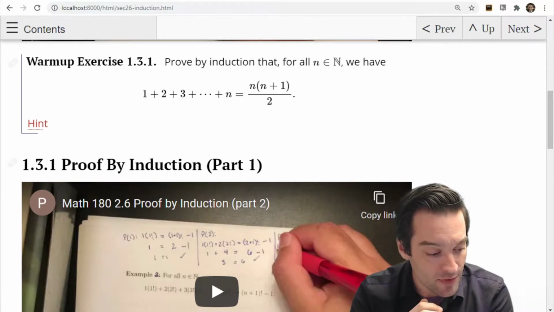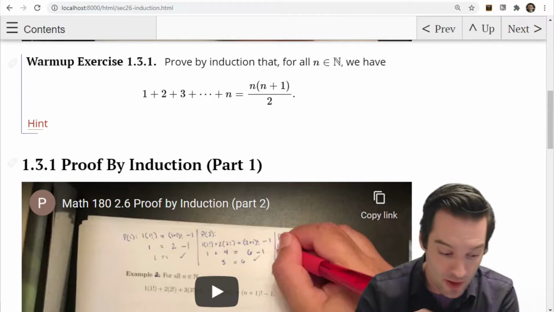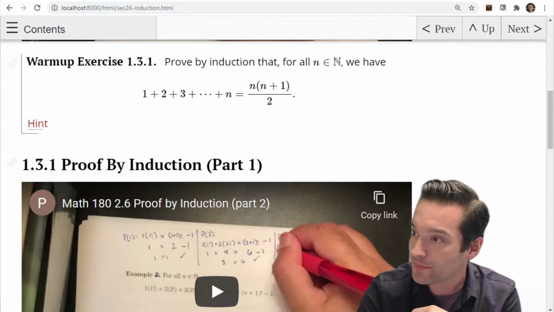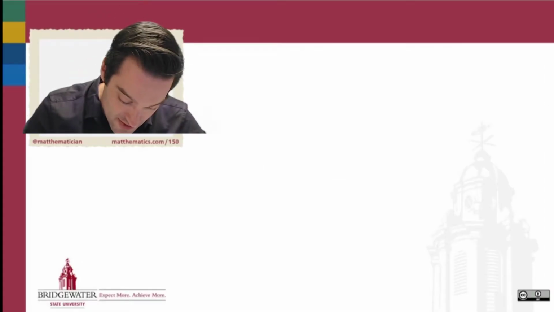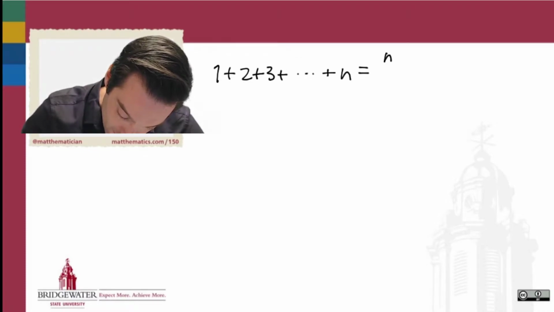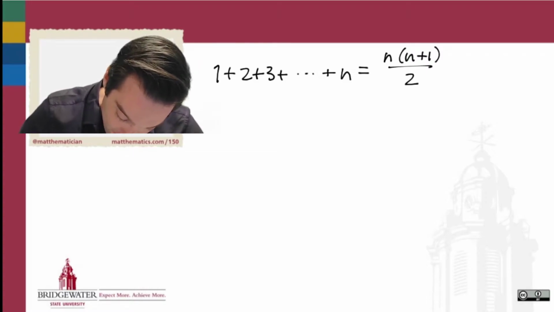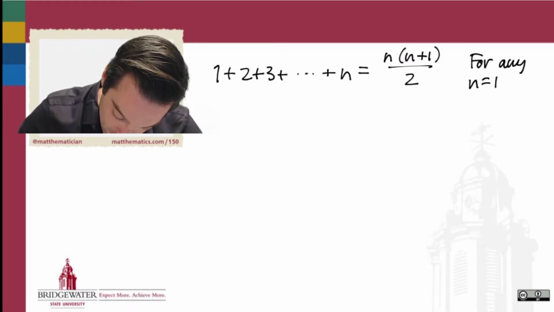And there are a variety of different ways to make a good heuristic argument for why this should be the case. One of the most famous ways to see this, right? Let's just take an example. 1 plus 2 plus 3 plus... So this is the formula that we're supposed to try to justify, n times n plus 1 divided by 2, and that this is supposed to be true for any natural number n starting from 1. Right?